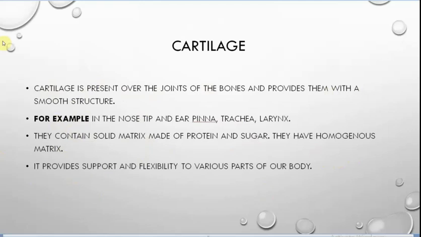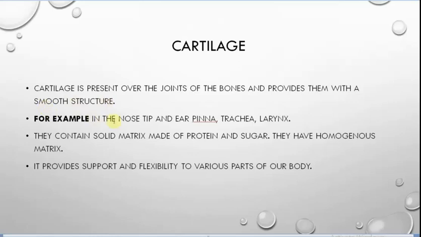Then next comes cartilage. After bone, the next one is cartilage. Cartilage is present over the joints of the bones and provides them with a smooth structure. Now we have various bones in our body, and each and every bone is attached to one another. What is the thing which is attaching the bones together? It is the cartilage which is attaching the bones together.